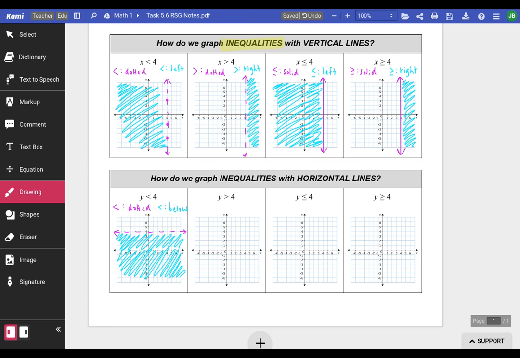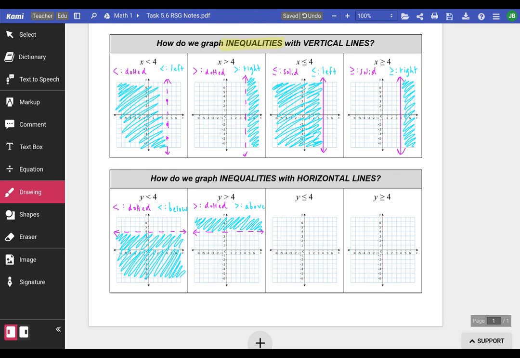Okay, my next one, again, greater than. I don't have the or equal to, so this is going to be a dotted line as well. It's going to cross the y-axis at 4. But now we can see we've got our greater than symbol. That tells me I'm going to shade above, because this is where all the y values would be greater than 4.